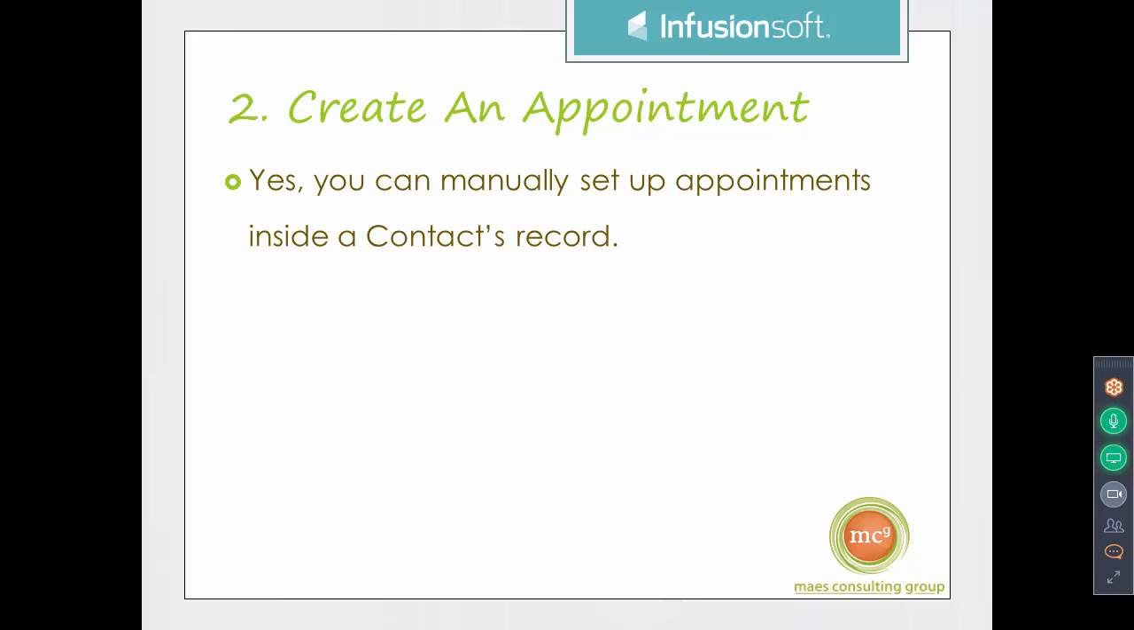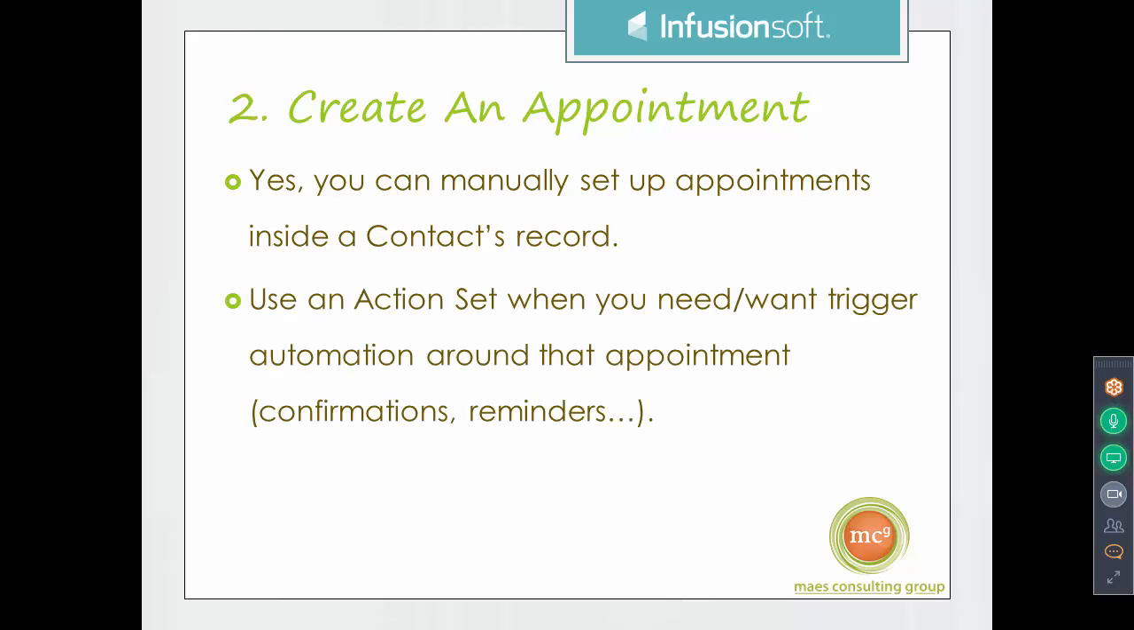So you definitely can manually set up appointments inside of a contacts record. You can go into a contact record, you can click the create an appointment button, you can fill in the form, you can hit OK, boom. An appointment is reflected in that contacts record. The action set would allow you to have some automation occur as a result of setting that appointment.